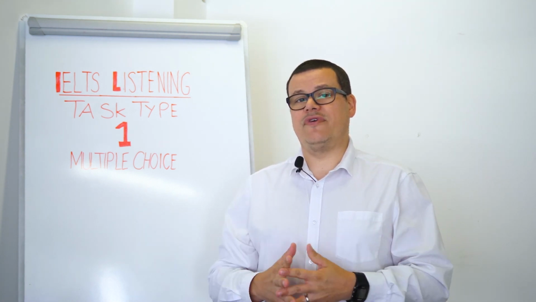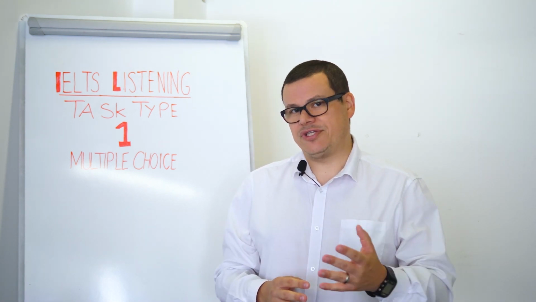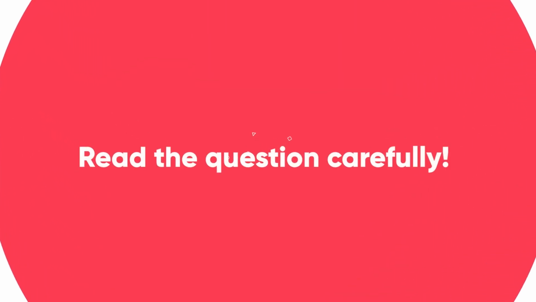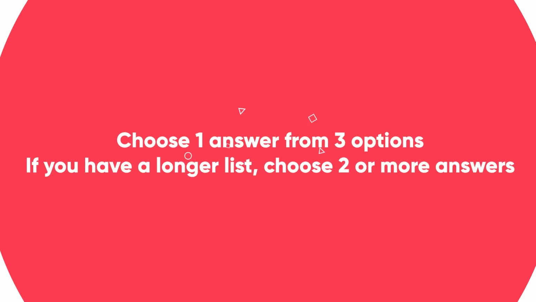So let's start with the obvious. Read the question. You want to make sure that you've read the question carefully so you know exactly what you need to do. It'll tell you whether you'll need to choose one answer from 3 options, or if you have a longer list and need to choose 2 or more answers.